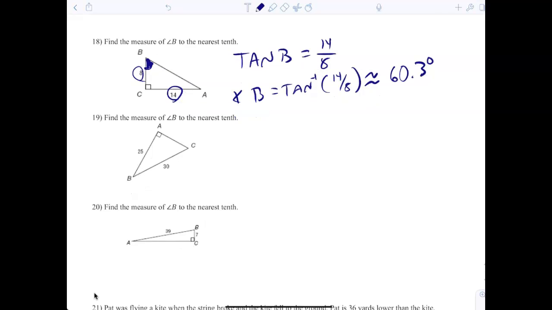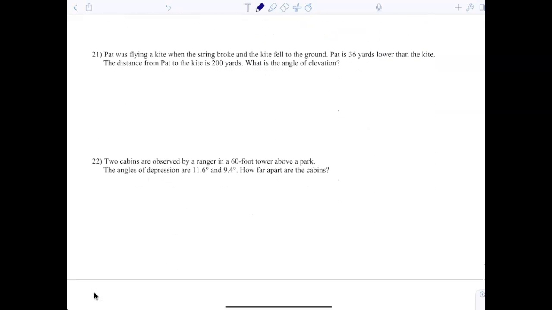All right. I'm going to jump now to 21. On the test, I say, draw a picture. All right, so Pat was flying a kite when the string broke. Pat is 36 yards lower than the kite. The distance from Pat to the kite is 200 yards. Okay, so this is a little tricky, I think, right? So when you're drawing your kite in the air, obviously it's going to create a what?